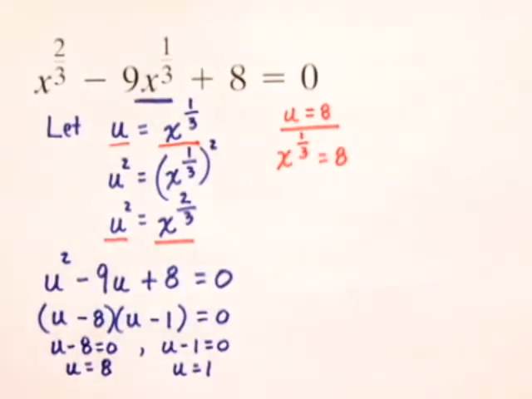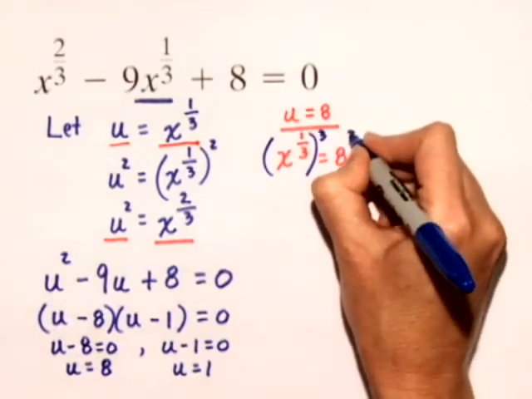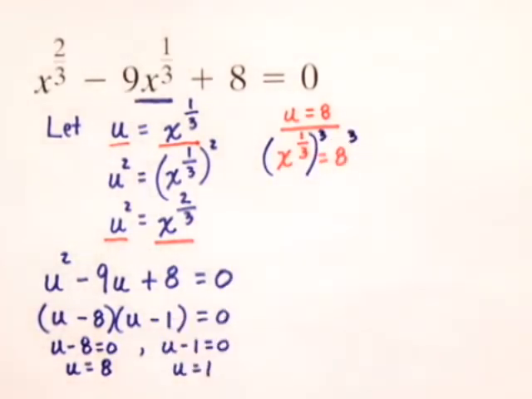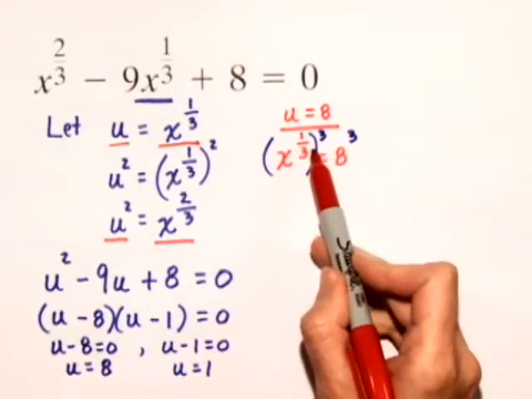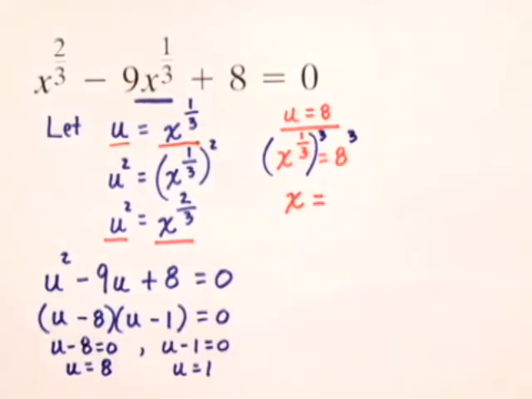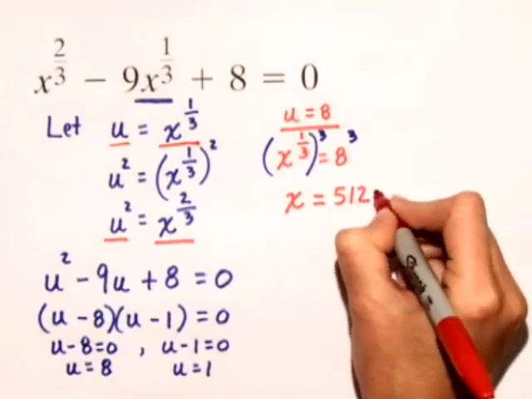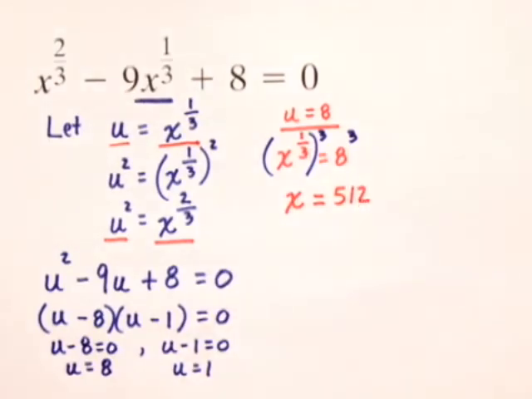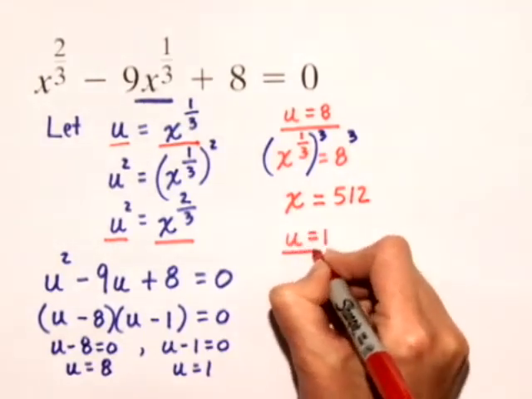We can solve this equation by raising both sides to the 3rd power. When we raise x to the 1/3 to the 3rd power, 1/3 times 3 gives us 1, so we just have x equals 8 to the 3rd power, which is 512. That's our first solution.